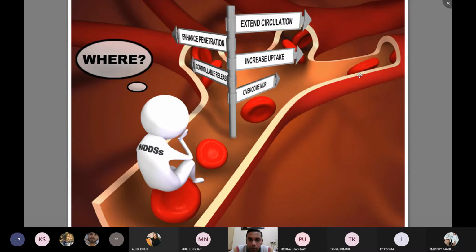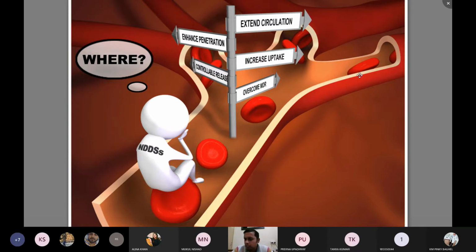When you consume one drug molecule, a tablet, capsule, syrup, or whatever, ultimately the drug should reach the site of action so that it can show its pharmacodynamic activities. Now, what is pharmacodynamic activity? Pharmacodynamic means it will show its therapeutic effect. Dynamics, it will show its effect.